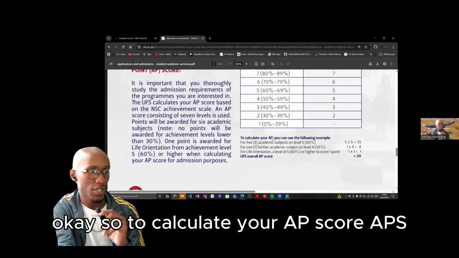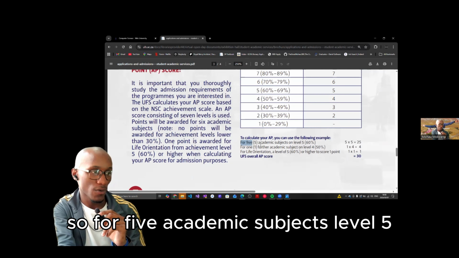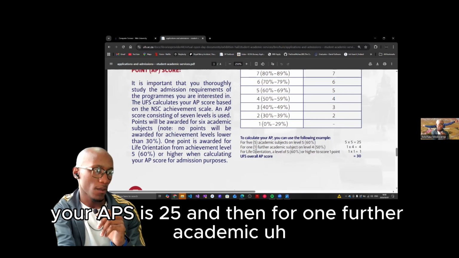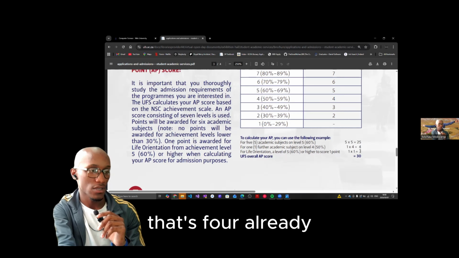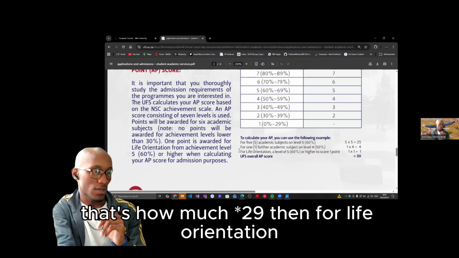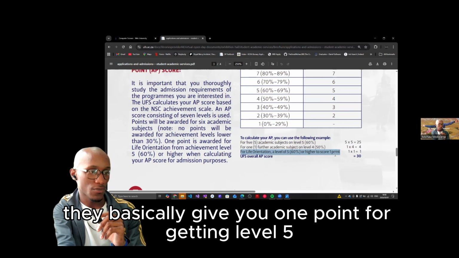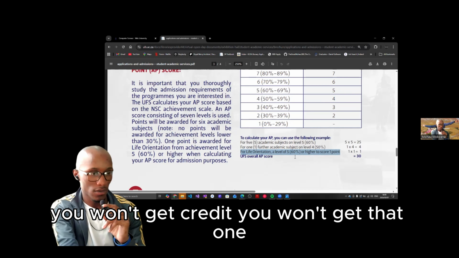Okay, so to calculate your APS, you can use the following example. For 5 academic subjects at level 5, so 5 times 5, that's how much? 25. Your APS is 25. And then for 1 further academic subject on level 4, that's 28. Then for life orientation, here's the part that I was talking about. They basically give you 1 point for getting level 5 and above. So if you get level 4 in life orientation, you won't get credit.